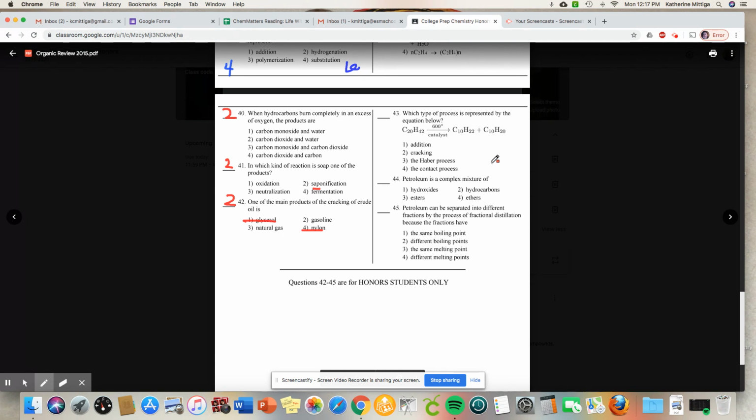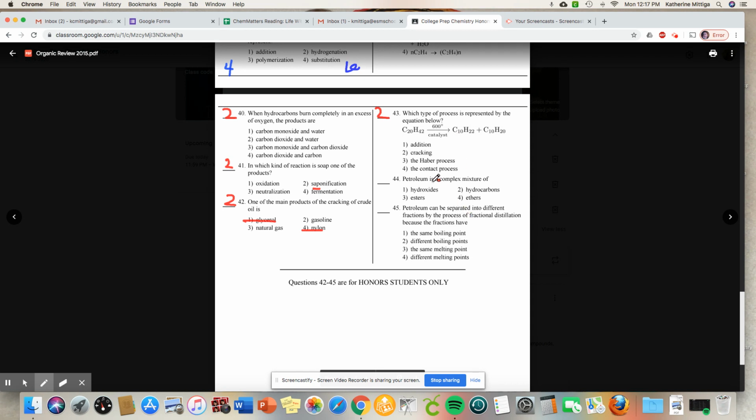Now, what is this? Okay, so I see that we are taking a 20 carbon chain and we're breaking it down into 2 10 carbon chains. So that's cracking. Now, if you were going to be specific as to what kind of cracking, this is called catalytic cracking. Although it does happen at a high temperature, you see the presence of a catalyst, so it is catalytic cracking.